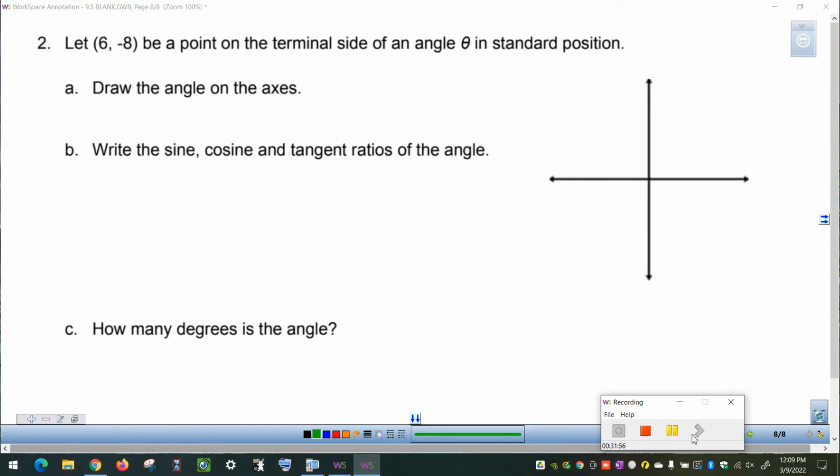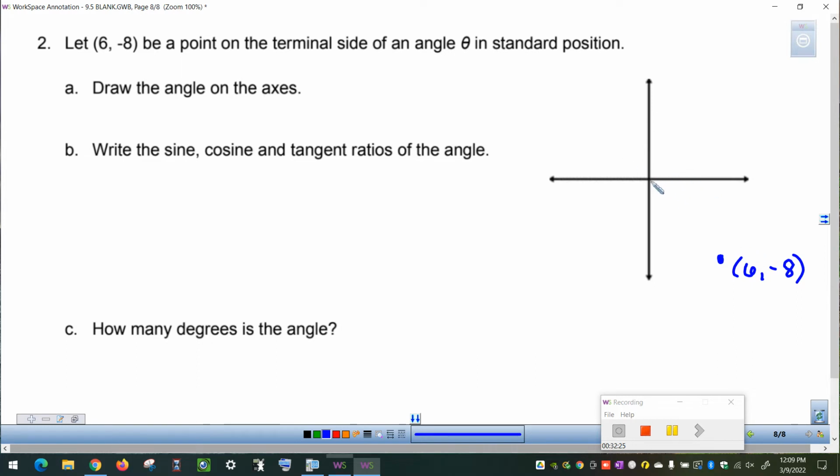So it says here that we want (6, -8) to be a point on the terminal side of an angle. Okay, so here's how we can think about plotting this point. We want to think about what quadrant it's going to be in. In this case the x value is positive, the y value is negative, and so it looks like it's going to be a point over here in what we would call the 4th quadrant. So that's our point.